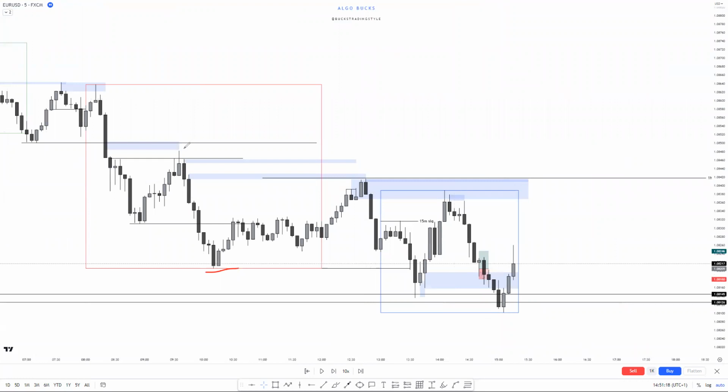So we have 5 minutes high and low right here. 5 minute high, same structure point right here. So this is like an SLQ. This is like an SLQ.